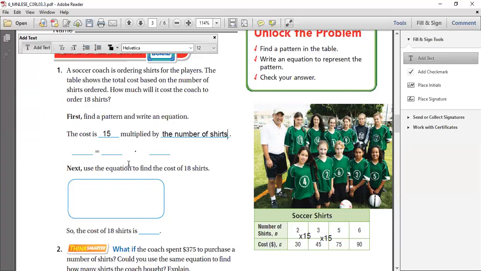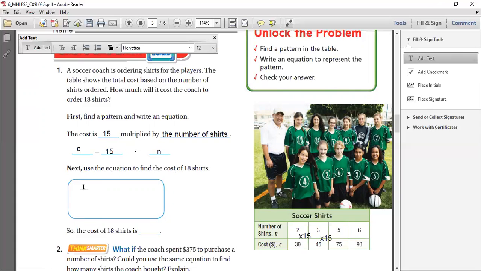We multiply. How did we get the cost 30? When we multiplied the number of shirts with 15, we got the cost, right? Now let's write the equation. How are you going to write the equation? Of course, start with C equals 15 multiplied by n. This is the multiply sign here, this dot. So we multiplied 15 by n to get C.